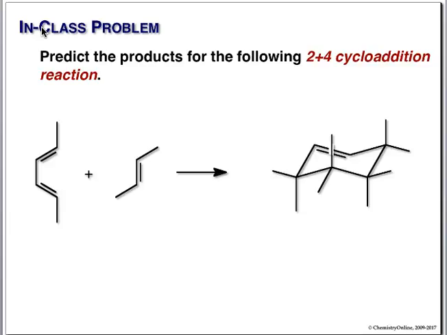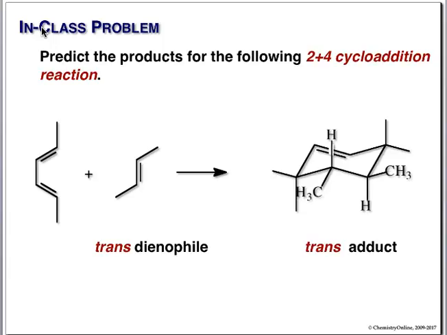Now you could choose to put them both axial, but nobody likes that. So it'd be correct, but equatorial is always better. So we're going to get our trans adduct here, and we'll draw it as diequatorial. One pointing up, one pointing down. That's trans.